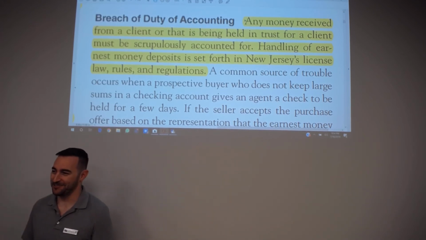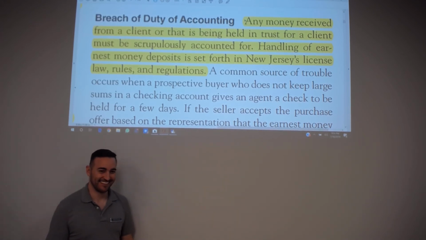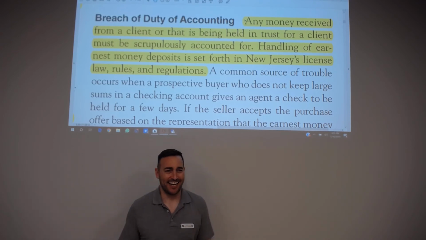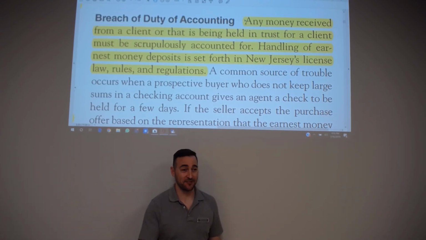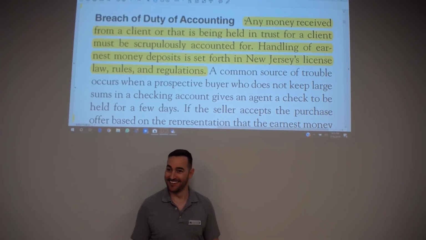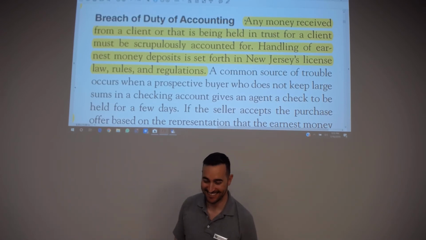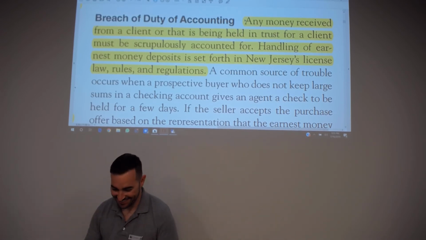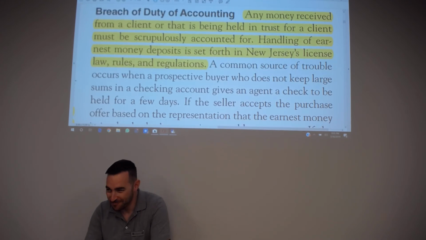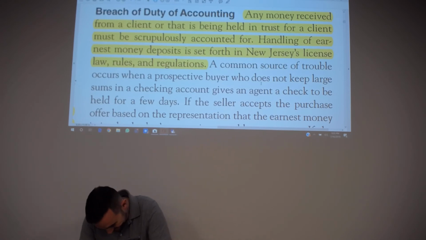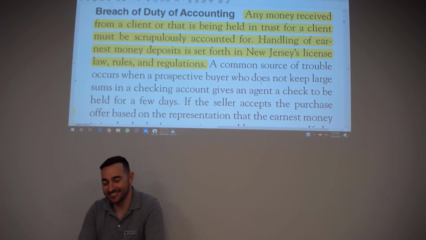All right, breach of duty of accounting. Listen, I just gave you an extra 5,000. You still complaining? Jeez. All right, that's all I have to say. Every brokerage is different.